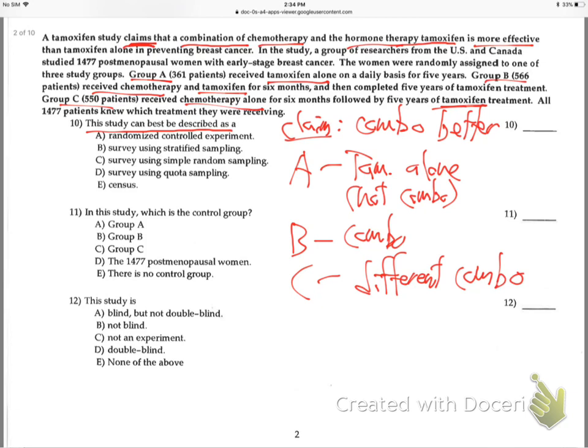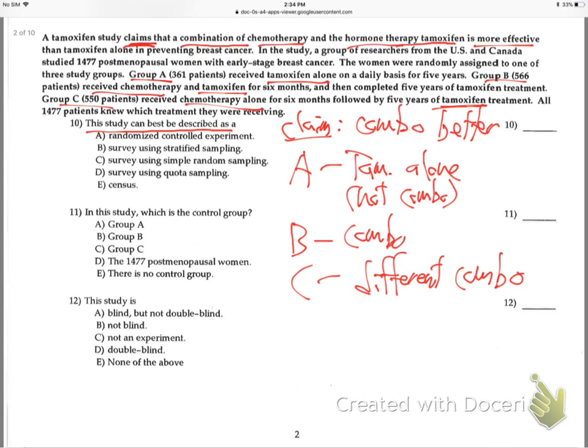They just did it in a different way. B and C are both combos. They're just different ways of doing the combo. Why am I focused on the combo so much? Because that's the claim, right? It's all about that claim. That's what you got to hone in on. The claim is the combo is better. So I'm just going to look at A, B, and C by, hey, you doing the combo or are you not doing the combo? Are you doing the claim or are you not doing the claim? All right, let's move on now.